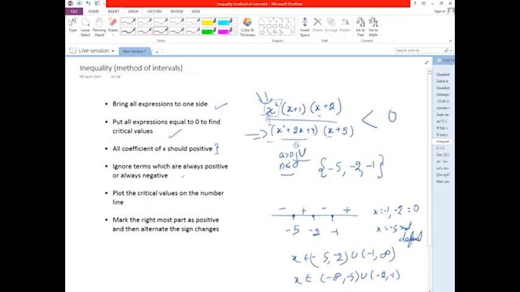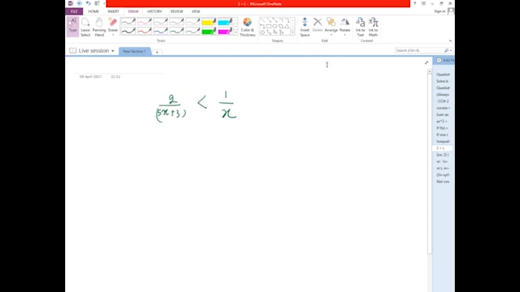Many times people make mistakes while solving using this, so keep that in mind. Let's do one more question: 2 by 5x plus 3 less than 1 by x. How would you solve it? A student has been asking me, so I'll just repeat, although most of you should be knowing this.